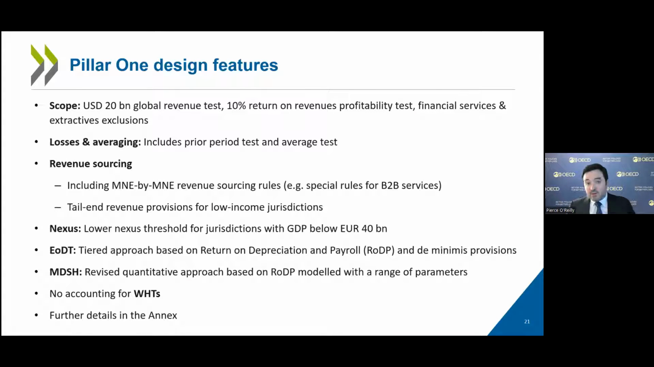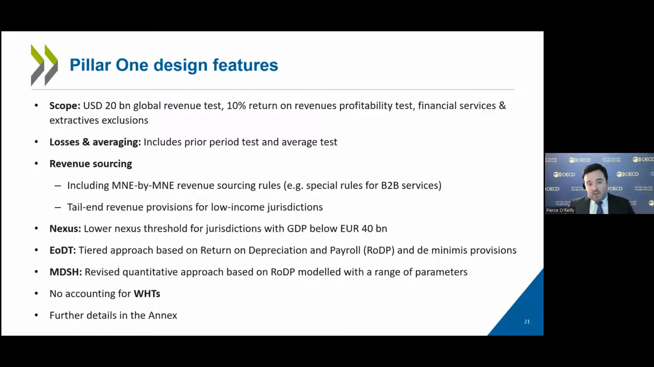And that in turn matters because some of those revenue sourcing rules are quite developing country beneficial because they allow developing countries to receive Amount A even if the amount of sales in their jurisdiction is very small, or even if a given M&E might not have any physical presence in their jurisdiction. Smaller jurisdictions will still get Amount A, and that was something we were able to account for. In addition, we also took into account what is referred to as tail end revenue provisions in the revenue sourcing rules. These rules provide that if an M&E cannot source all of its revenue, then a certain fraction of those sales that can't be sourced can be allocated specifically to low income jurisdictions.